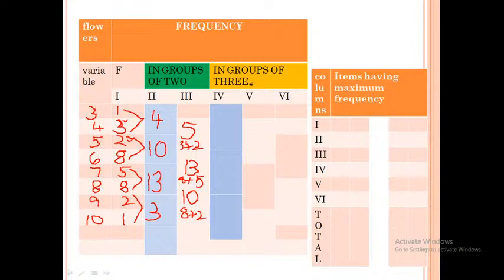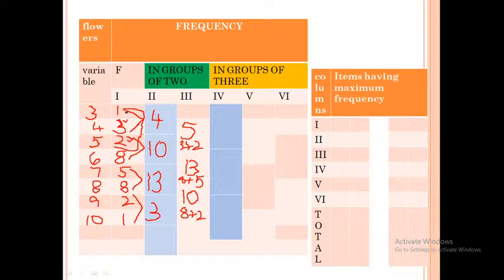Then now in groups of 3. In groups of 3 is the third column. In groups of 3, what you have to do is add the 3 frequencies 1, 2 and 3. This is 1, 3 and 2 has to be grouped. That is known as grouping by 3.